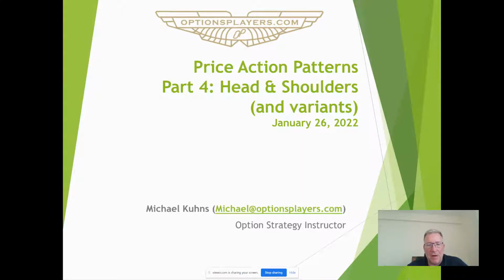This is part four of the price action pattern series. We've done the first three parts on low high bases, triangles, as well as bull pullbacks and bear rallies. This fourth part is about head and shoulders and its variants. In particular, the variant that we're going to be talking about is the Kazimoto.